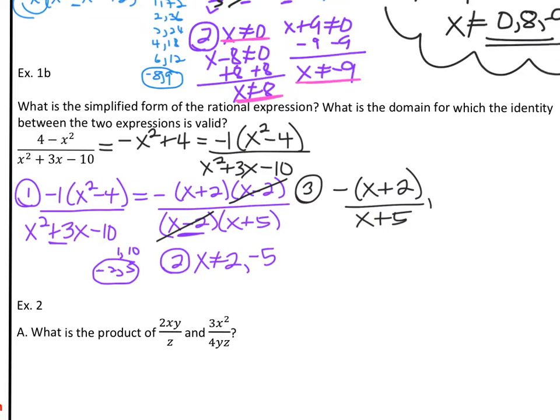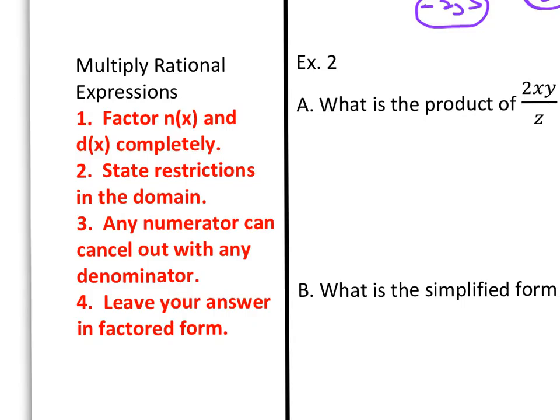We'll include our domain restriction. X can't equal positive 2 or negative 5. We include them both. Now we're going to expand and multiply more than one rational expression by another one.